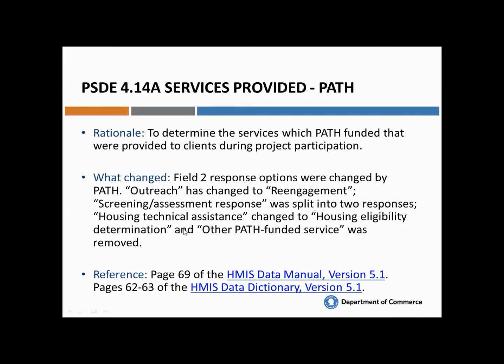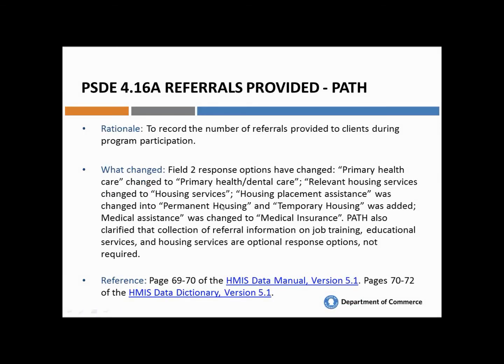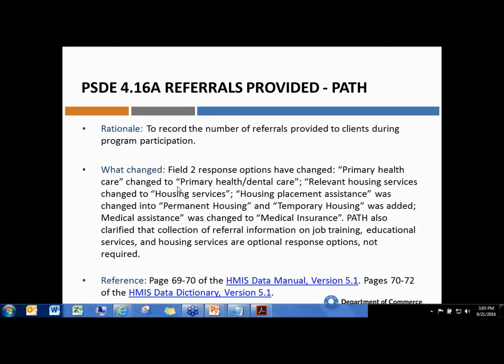All right, the term outreach has changed to re-engagement, and screening/assessment response was split into two responses. Housing technical assistance changed to housing eligibility determination, and other PATH-funded service was removed. A lot of changes to the referrals provided in PATH. They've changed some response options. Primary health care changed to primary health/dental care. Relevant housing changed to housing services. So it's just a lot of clarifying and term changes. They also clarified that collection of referral information on job training, educational services, and housing services are optional, not required.